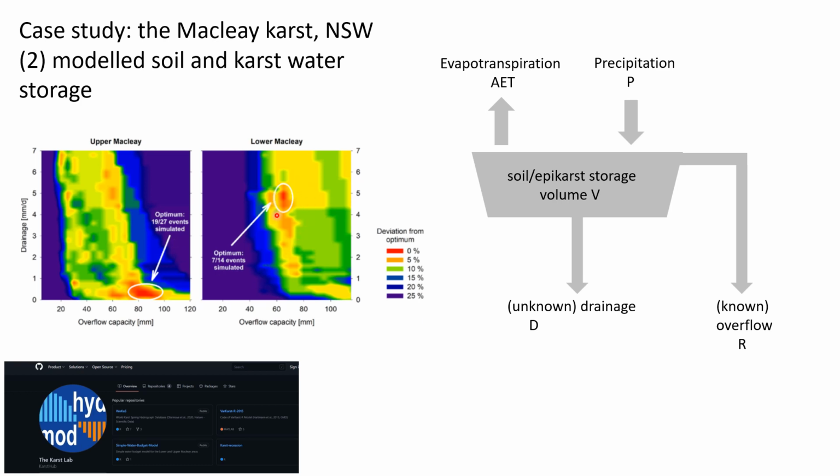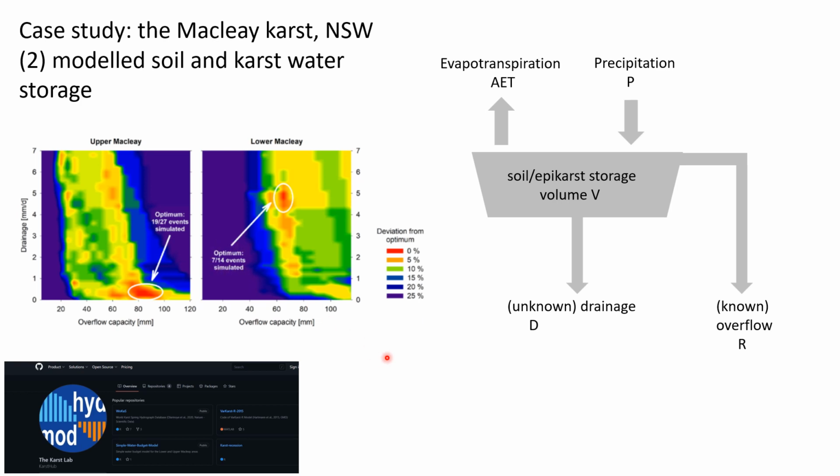And the Lower Macleay model didn't perform so well. It did suggest a lower overflow capacity of about 60 or 70 millimeters. It definitely isn't the same as the Upper Macleay, and it suggests there's a much greater amount of water draining via other routes that we don't know about. And the optimum only correctly simulated half of the events.